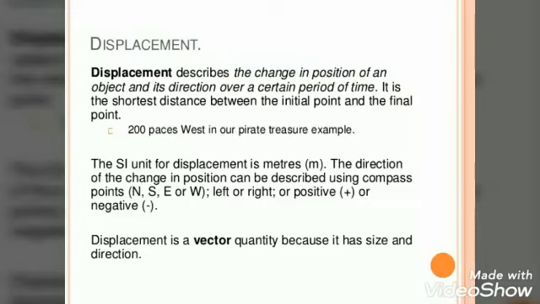Displacement describes the change in position of an object and its direction over a certain period of time. It is the shortest distance between the initial point and the final point. The SI unit for displacement is also meter. The direction of the change in position can be described using compass points, left or right, otherwise positive or negative, whatever it may be. Displacement is a vector quantity because it has size and also direction.